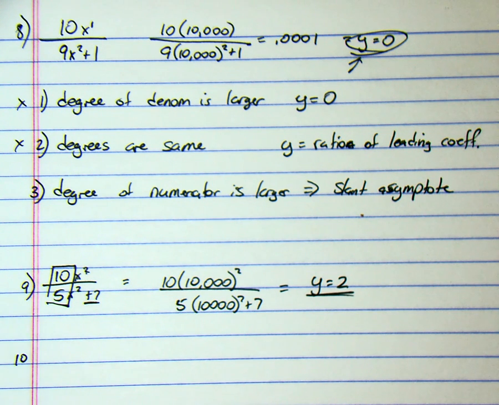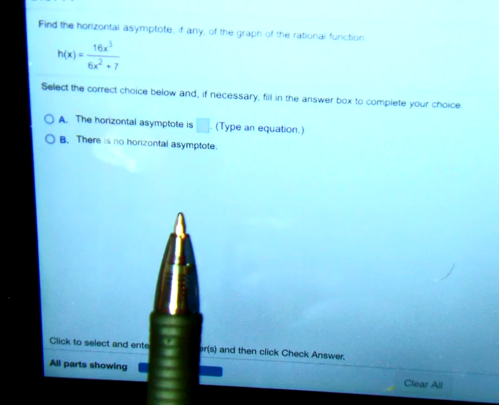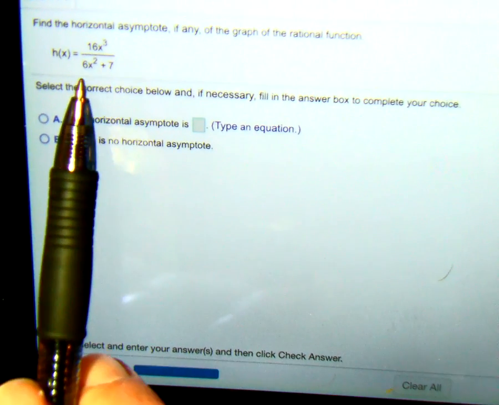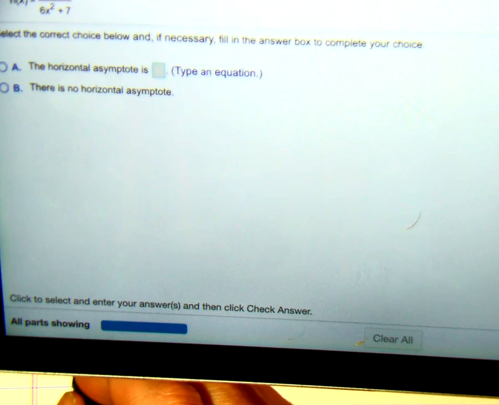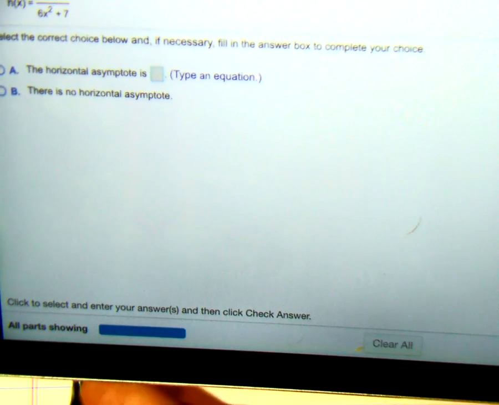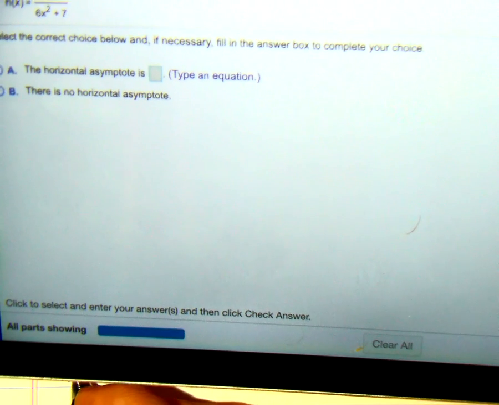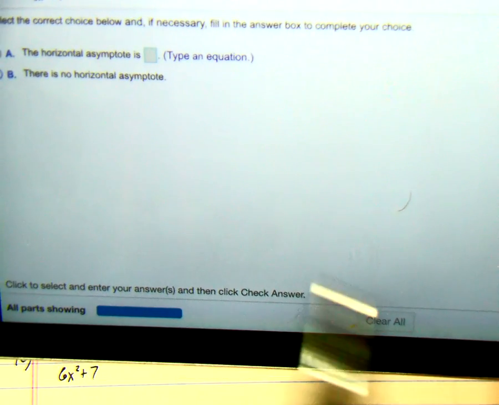Find the slant asymptote, if any, and graph the rational function. So now let's look at actually this is our 3rd one. I'm not going to write it down. I'm just going to hold my iPad over here and we're going to look. We got 16x cubed and 6x squared plus 7. I'll write it down.